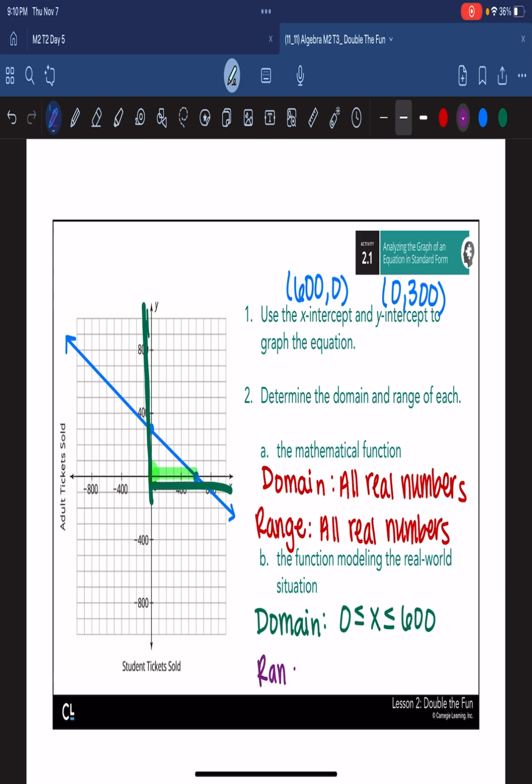My range in the real world situation. My smallest range, or my smallest y value, is 0, and my largest y value would be 300. So my range is going to be 0 less than or equal to y less than or equal to 300.